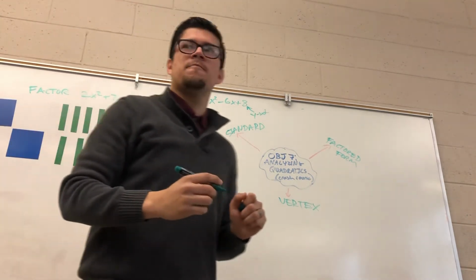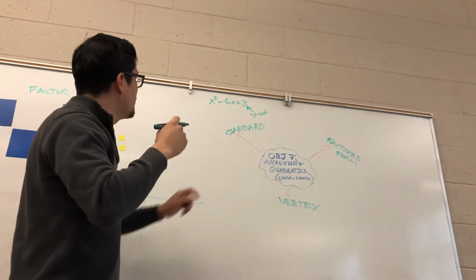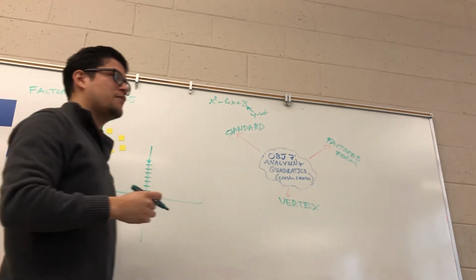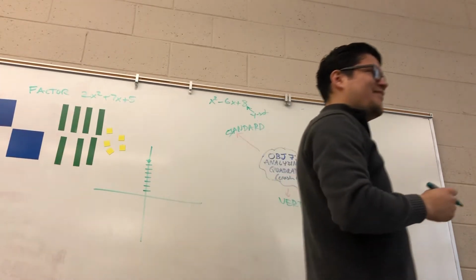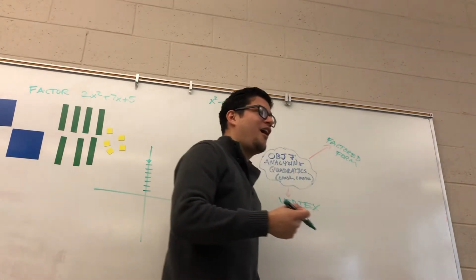Negative 6x. How is that an important feature to my graph? Because it determines the length or something. What other key feature do you see, Joshua? We gotta keep it rolling. We're on video right here.